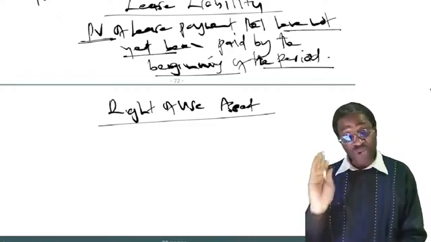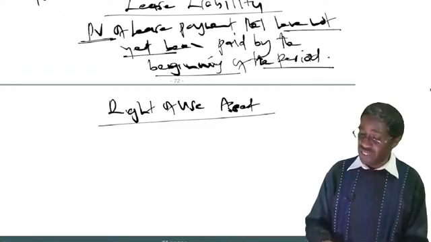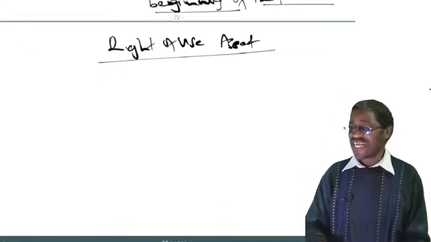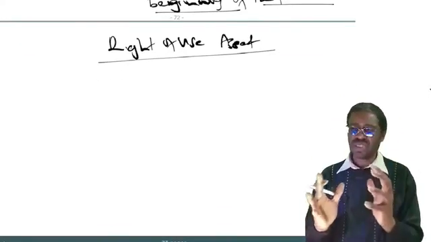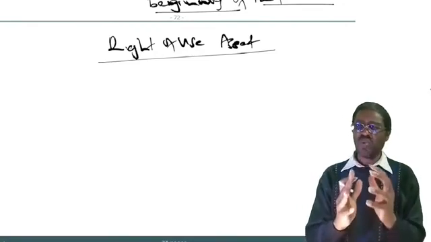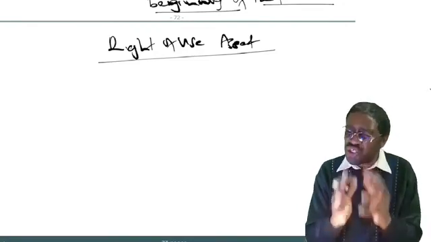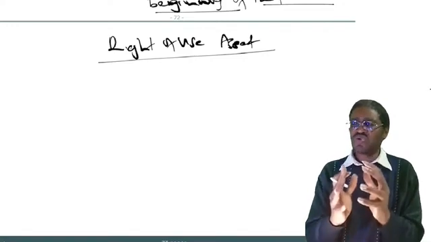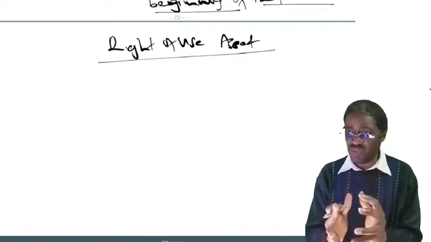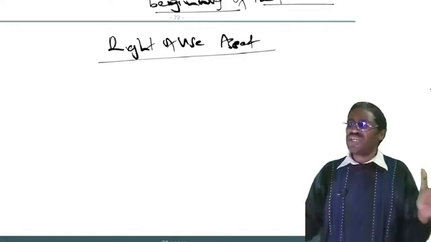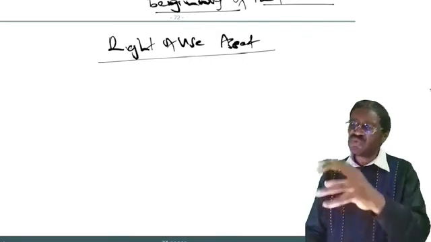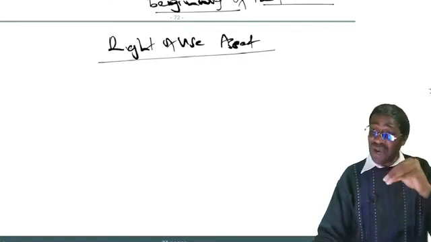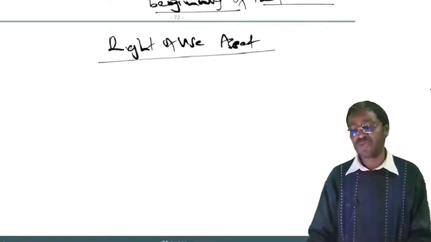I want you to follow carefully how we determine this amount, the right of use. I have said, in essence, we are looking for what is it that is going to cost you in total to lease this motor vehicle up to the end of the lease period. How much will it cost you? Whatever it will cost you, that's what you look at as an asset now. Good.